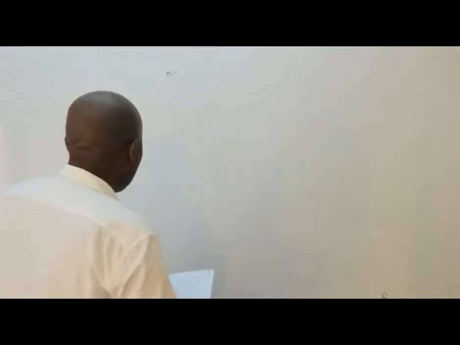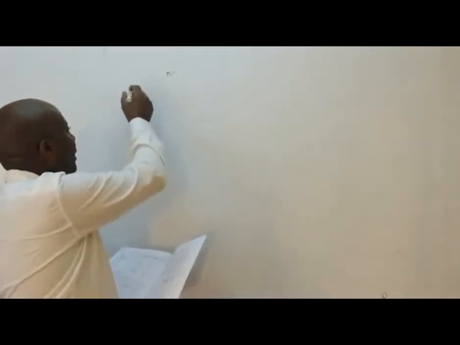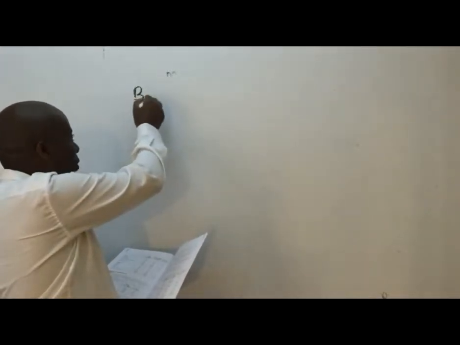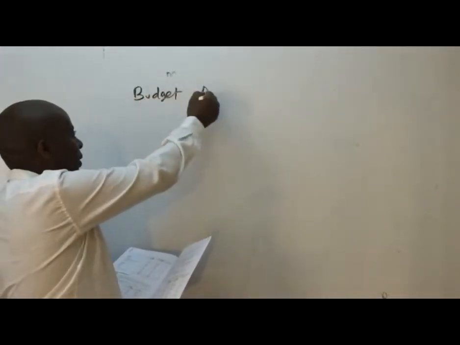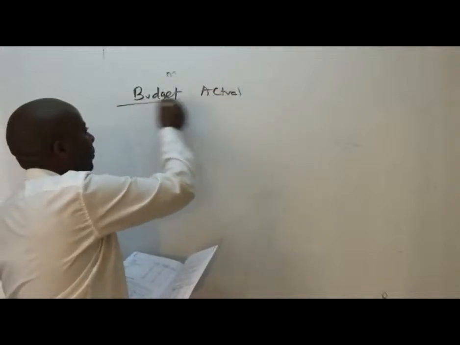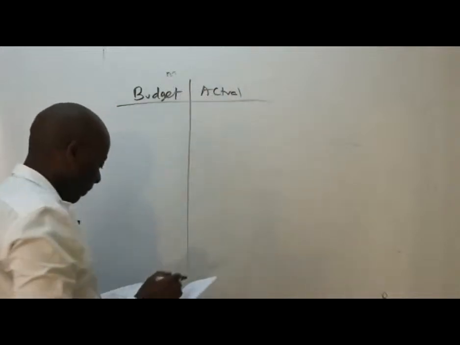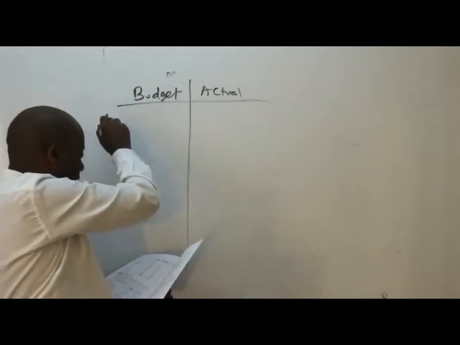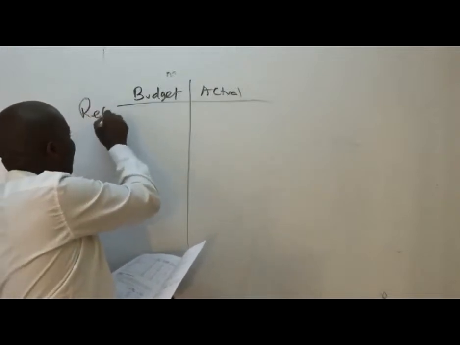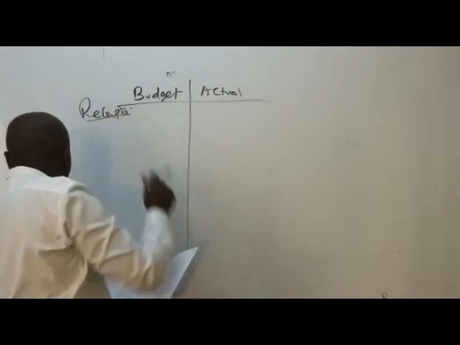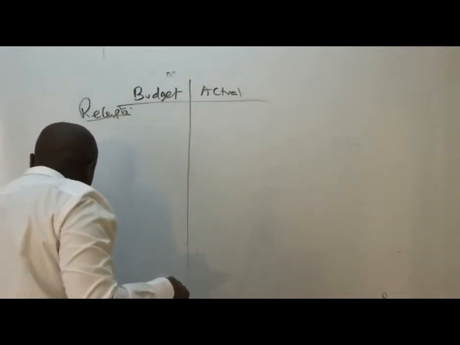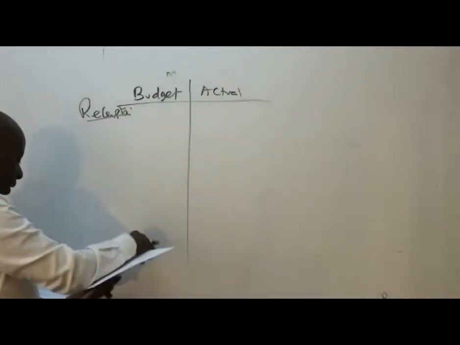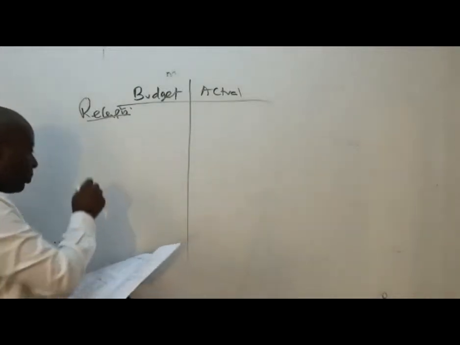So we have our budget here, right? And then we have our actual. So budget versus actual. So I can see receipts. So receipts, what do we have here under receipts? Under receipts, ladies and gentlemen, I can see revenue from taxes.